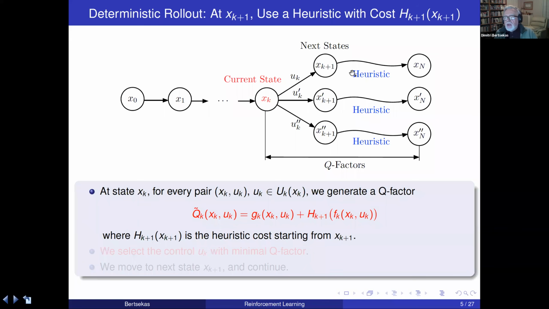And this is the Q factor. The Q factor that corresponds to xk, uk, and of course the heuristic that we are using. And the algorithm selects the control that has minimal Q factor and uses that. And then we move to the next state according to that control, and we continue, play the same game again.